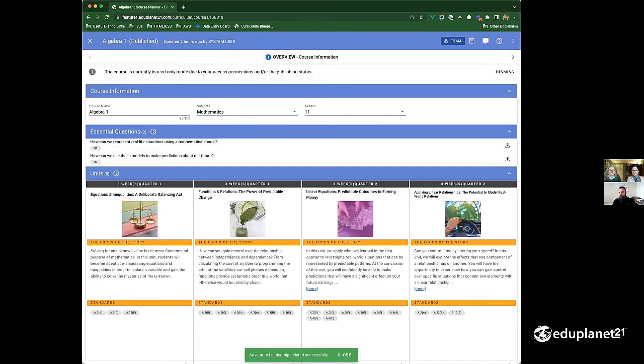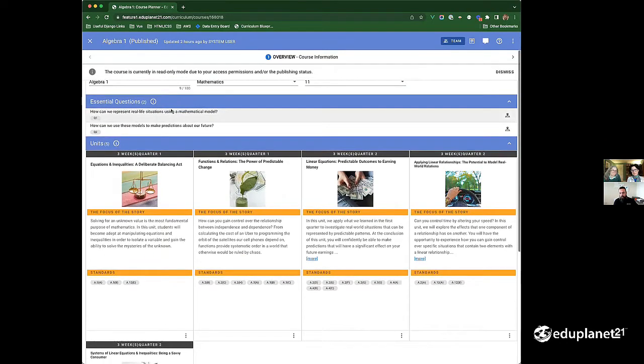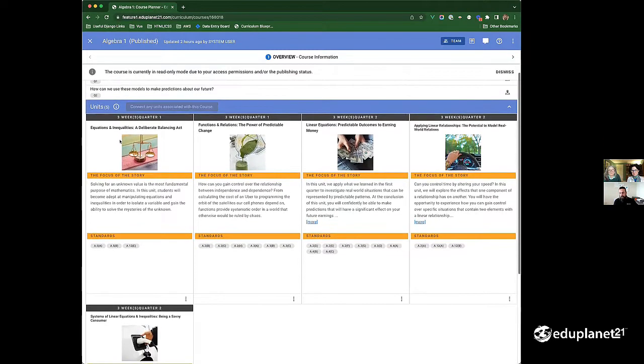So if we look at Algebra 1 here, what we have is a little entry interface. We have our subjects, our grades, course name, with our central questions. And then we show our data units that are aligned, so we can say 3 weeks in quarter 1. We have an image cue there, the focus of the story, and then also the standards that are aligned. So these are TEKS that are aligned. And when we hover over the little chip there, we can see the number, and we can see what standard that applies to.